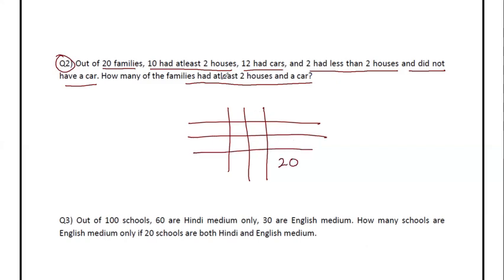Now let's look at the category. It is about houses and not having houses. It's about cars and not having cars. Okay. So now out here, they're not only simply saying houses, but they're also saying at least.